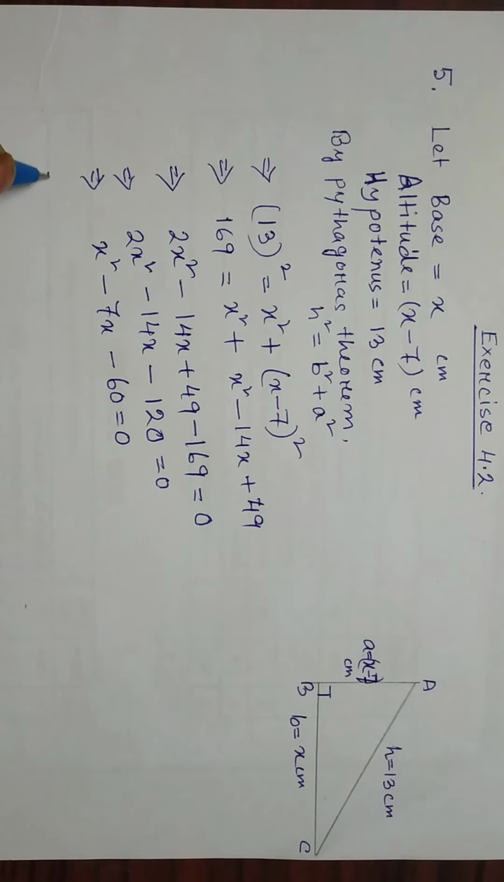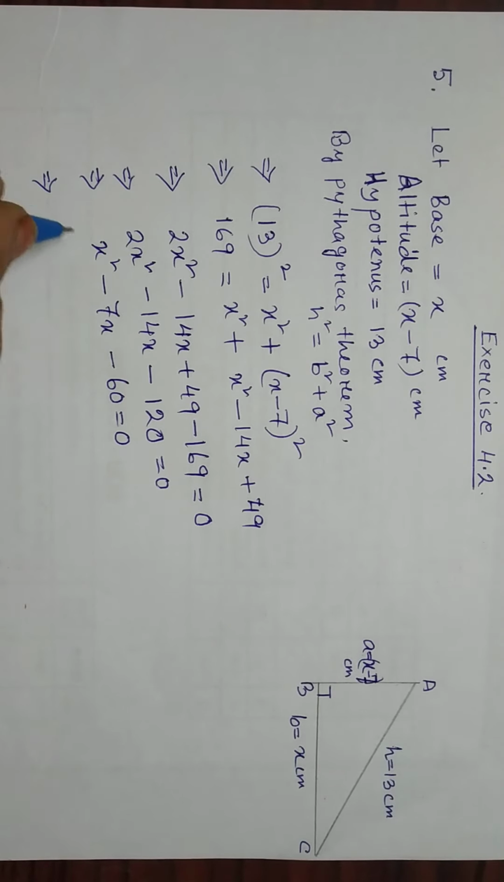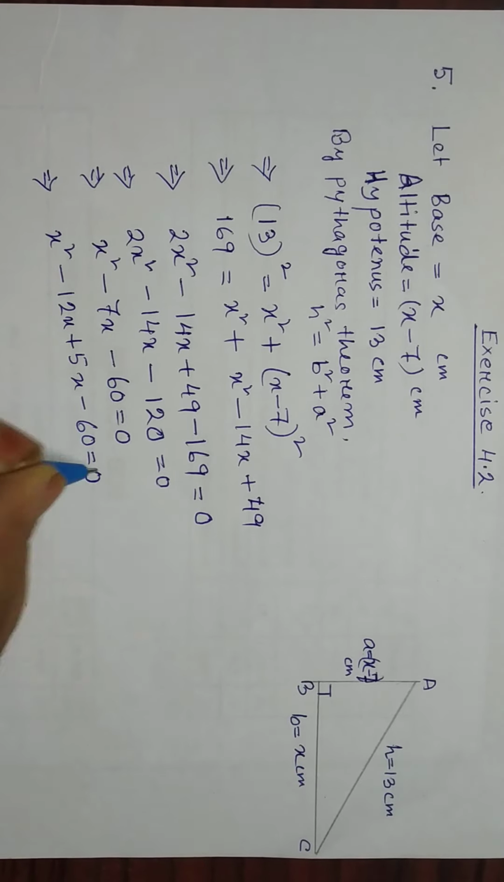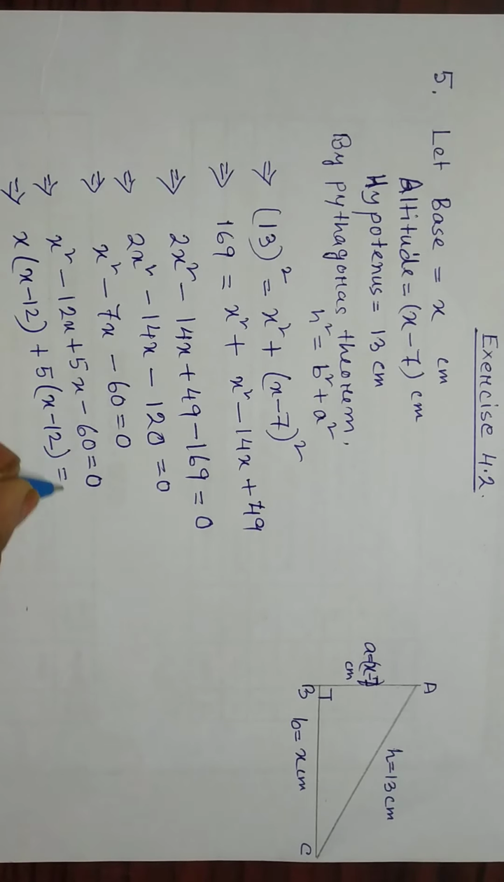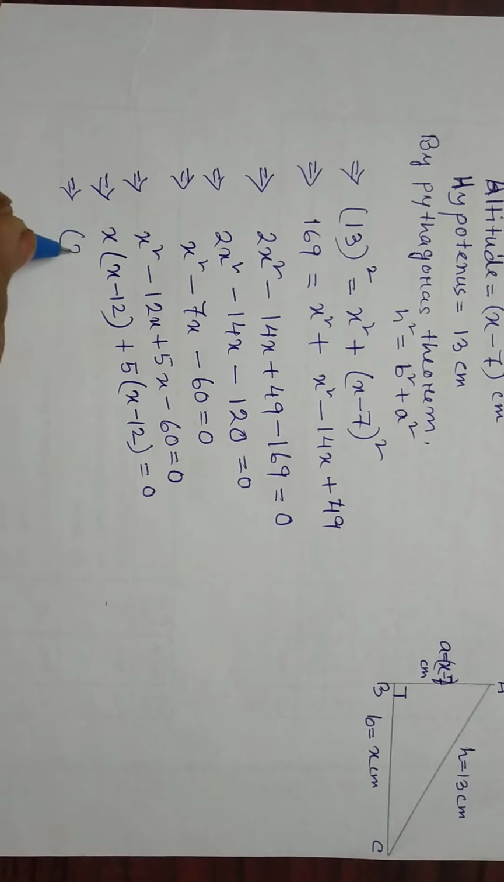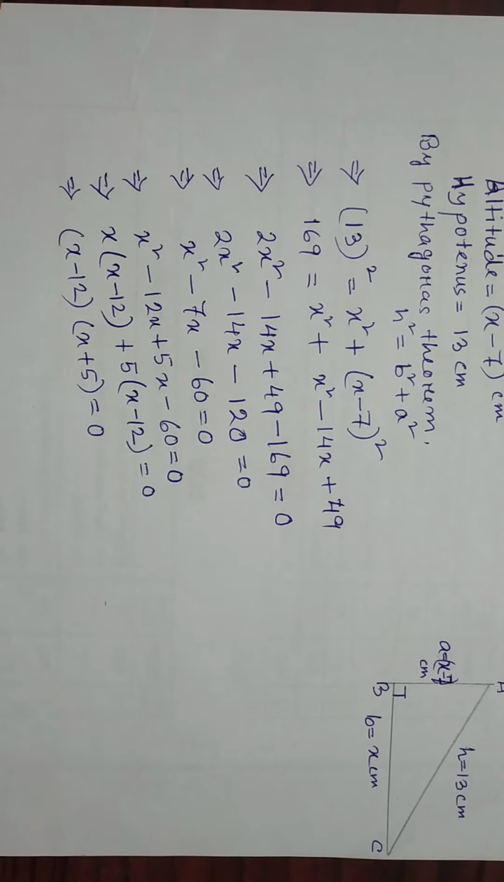Now this one: 60, 12 fives are 60 and 12 minus 5 is equal to 7. That's why we can write x square minus 12x plus 5x minus 60 equal to 0. Now from these two terms, if we take x common, then x minus 12 will come. And from these two terms, if we take 5 common, then x minus 12 will come. That's why the two factors will be x minus 12 and x plus 5 equal to 0.